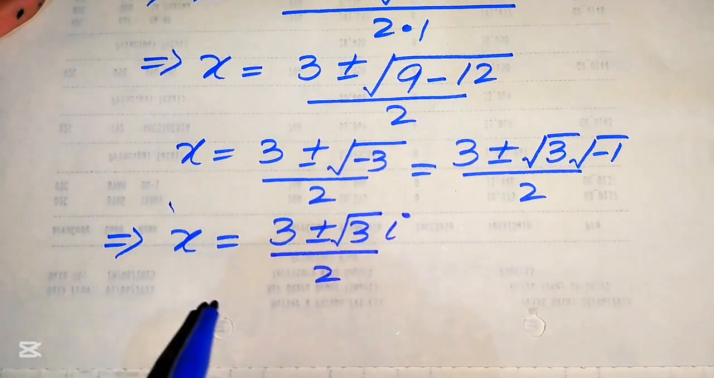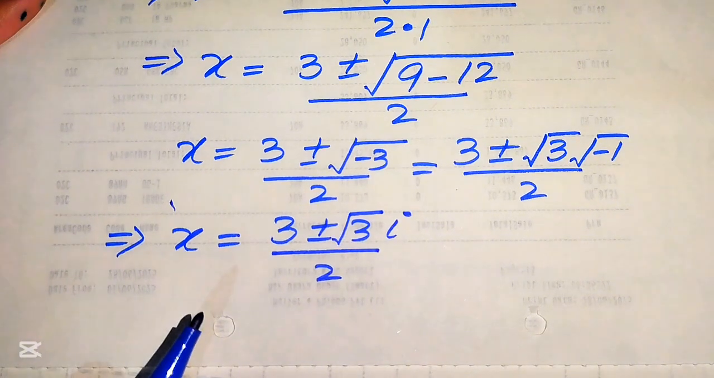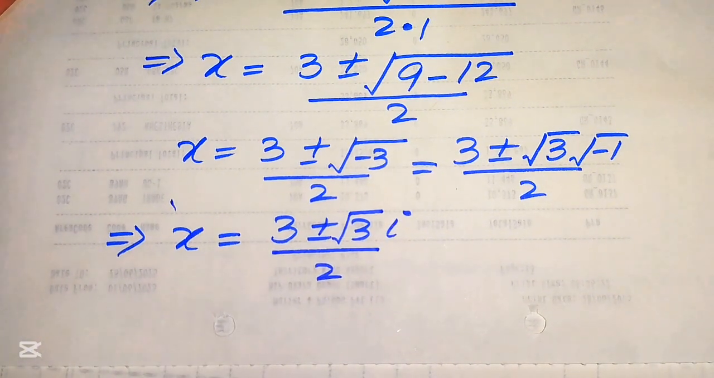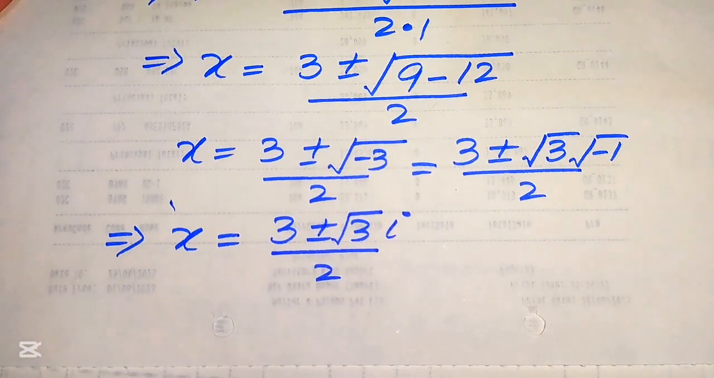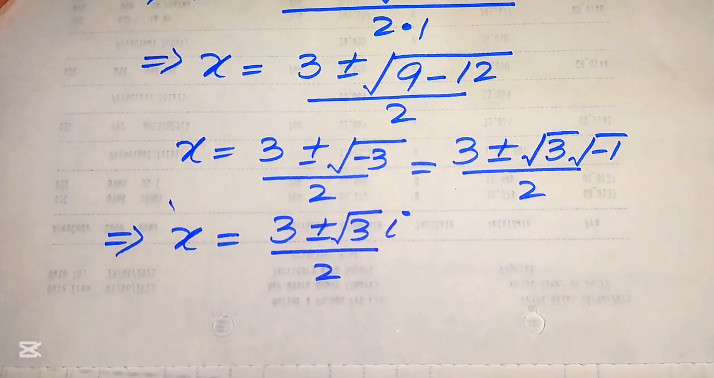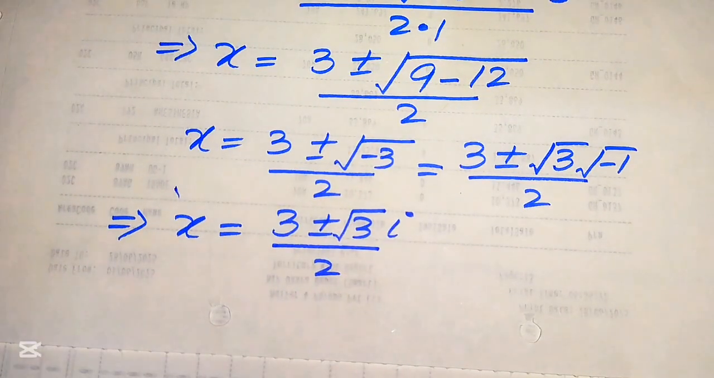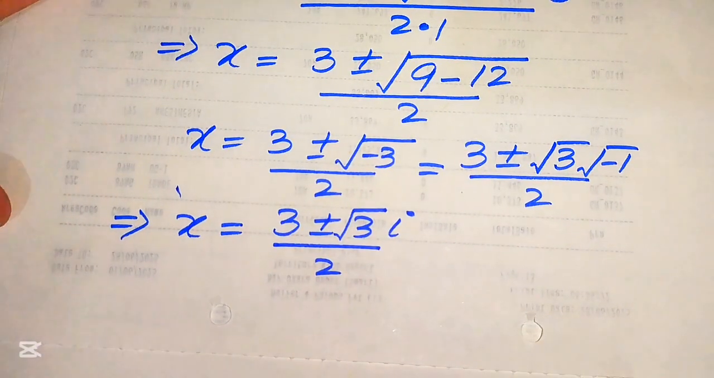So these are the two complex values of x, and now in the next step we need to find the other two values of y corresponding to these two values of x.